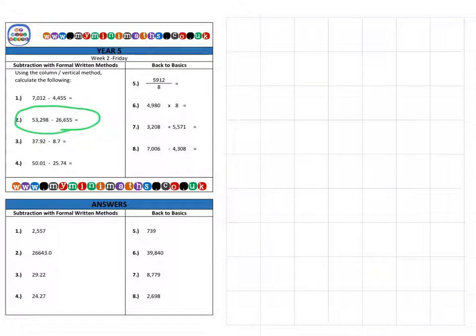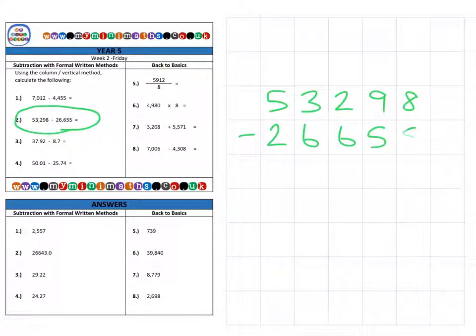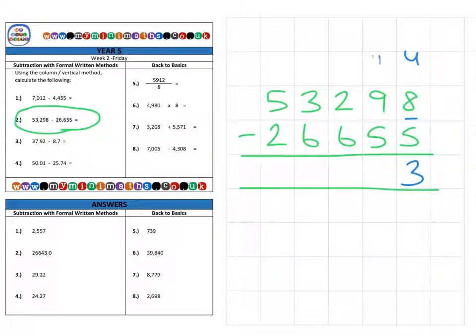This time it's a 5-digit subtract a 5-digit. It's no harder, just literally an extra column to subtract. So the numbers we have: 53,298. I'm going to subtract 26,655. Let's have a little look. So units, we have 8 subtract 5, which is 3 units. 9 tens subtract 5 tens, 4 tens.